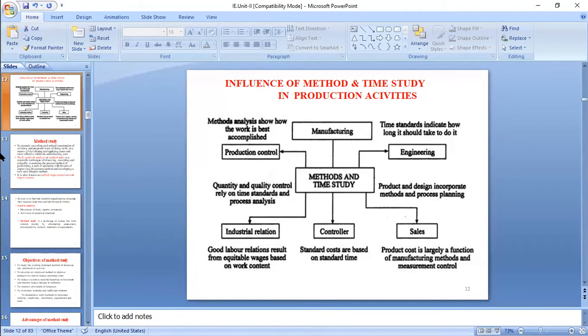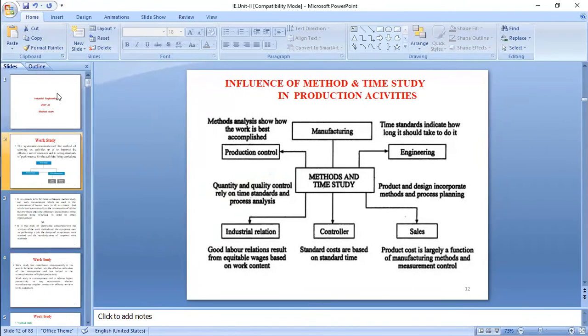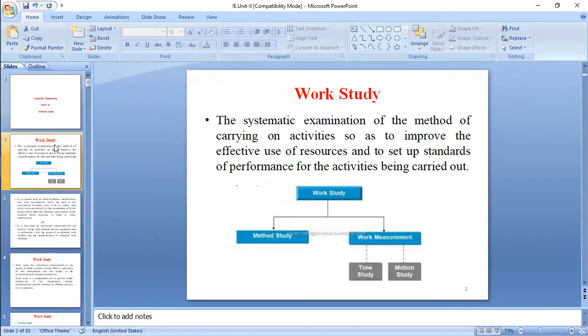Okay, so we will start with the second unit, that is work study. So what do we mean by work study? Work study is the systematic examination of methods of carrying on activities so as to improve the effective use of resources and to set up standards of performance for the activities being carried out.